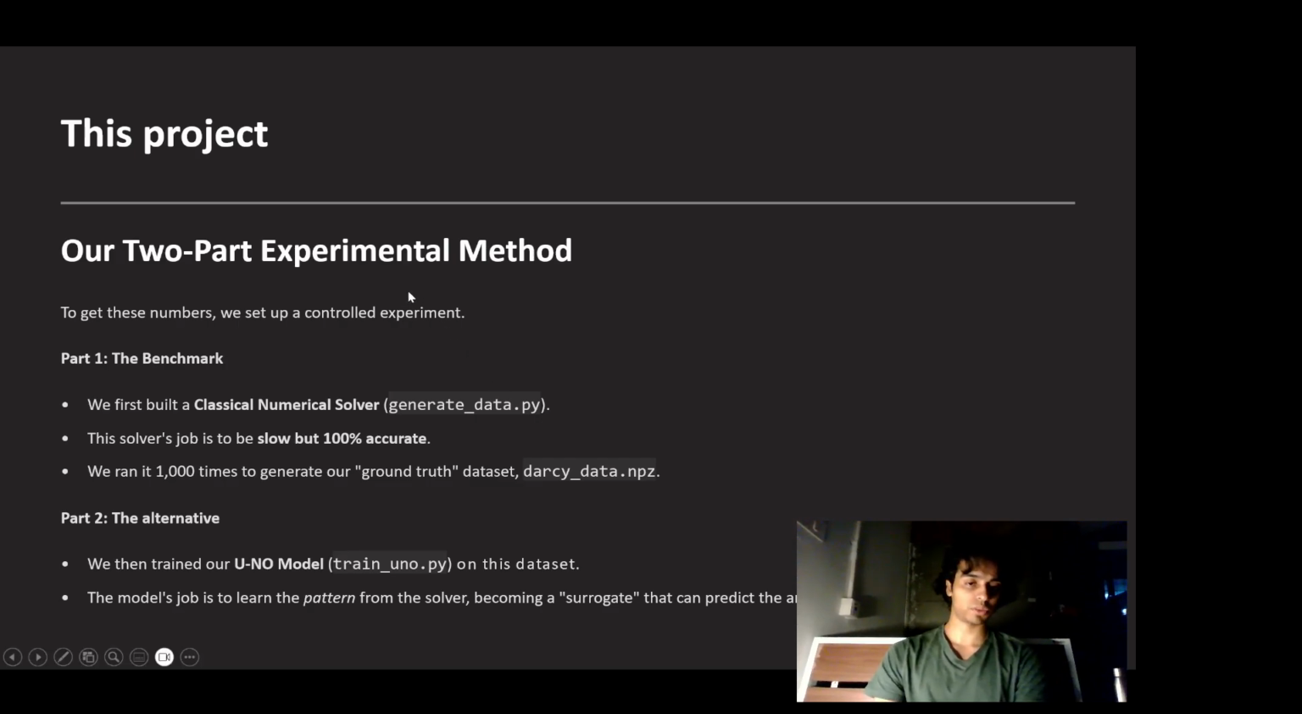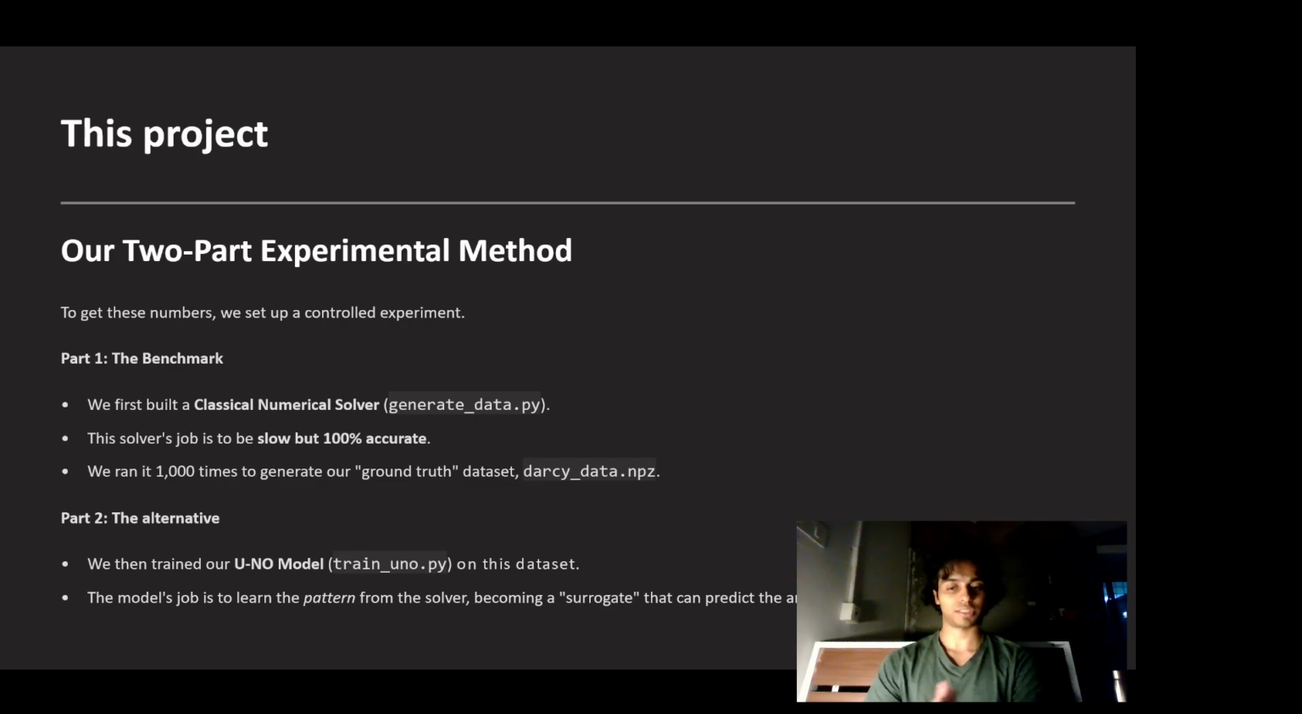So this is how our project was made. First, I used a generate_data.py file that takes multiple randomly generated input values and then creates our output. This was run multiple times and then we generate the dataset from this, which I named Darcy_data.npz. Post which, the UNO model is going to use this Darcy data, which has the inputs and the outputs, and then learn based off this.